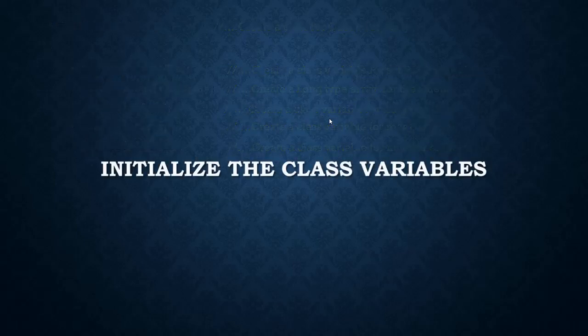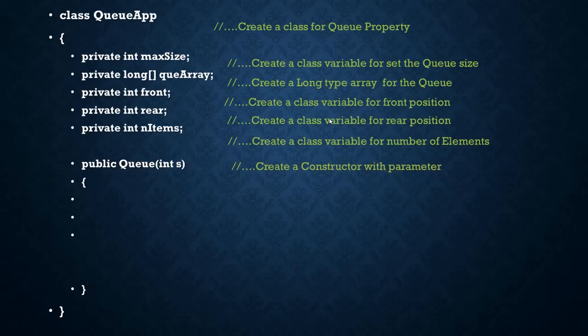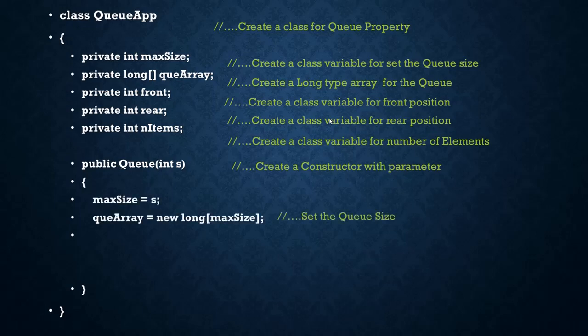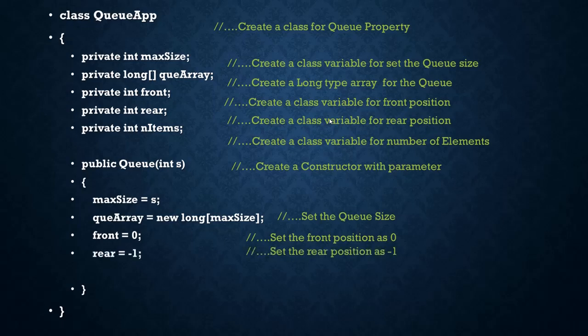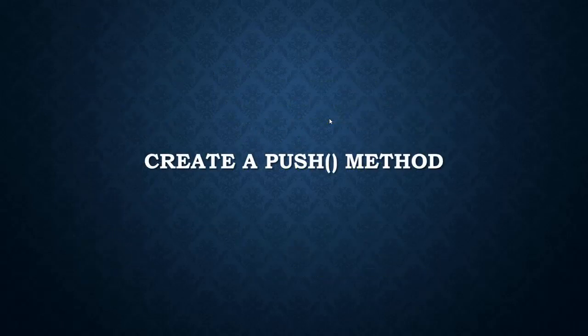Fine. Now I'm going to initialize the class variables. To do that, I'm going to create a constructor with a parameter. Now I initialize my class variables and set the array size. My front location is 0. And for rear, I don't have any rear value yet, therefore I put -1. And I still don't have any element, therefore the number of elements will be 0.